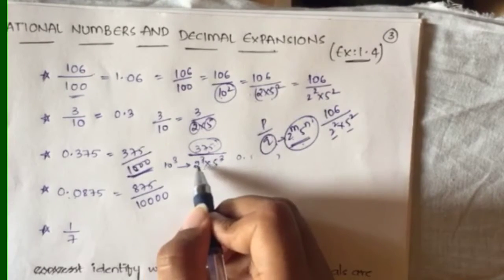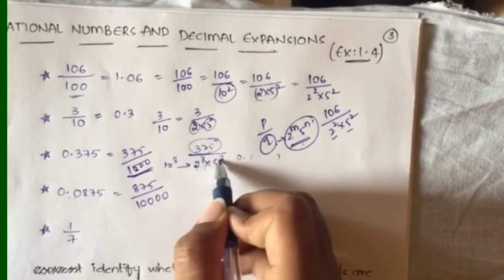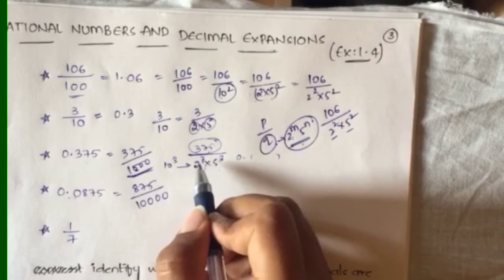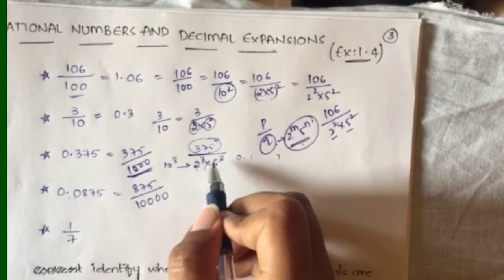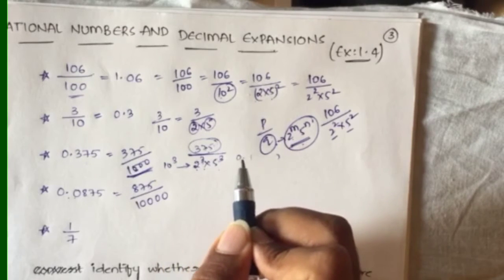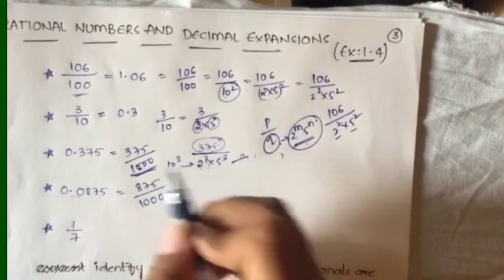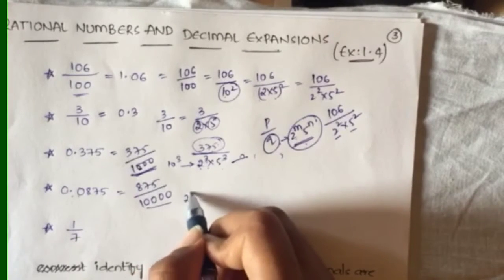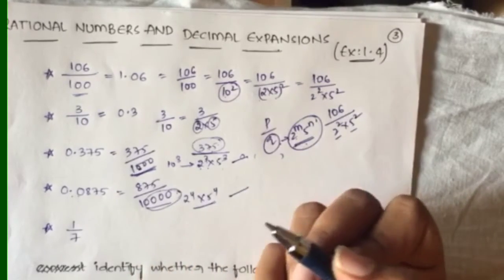So as you are able to express it in the form of 2 power m into 5 power n, here both m and n are equal. It is not always that both m and n should be equal; in some cases they may be unequal also. You should be able to express it in the form of 2 power m into 5 power n. That is the basic logic you have to keep in your mind. So you are able to express it, so it is a terminating decimal. Even this you can express as 2 power 4 into 5 power 4, because this is 10 power 4. So this is also a terminating decimal.